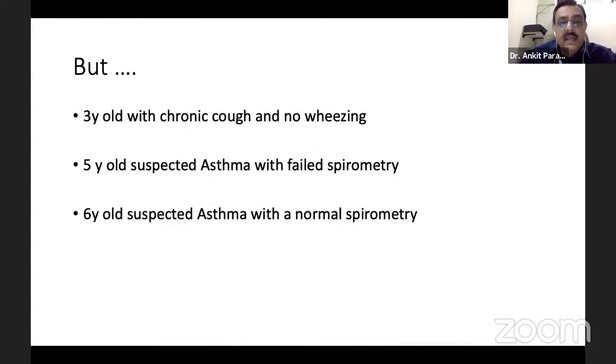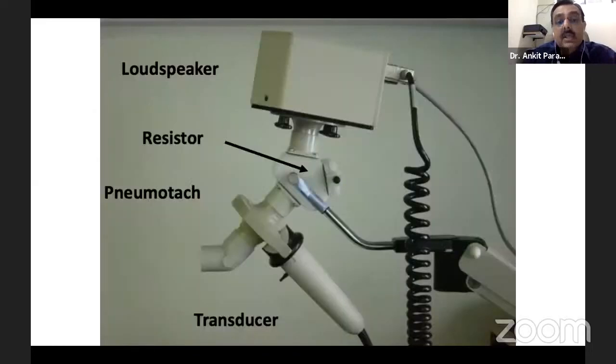A 5-year-old child has got asthma or a suspected asthma, but has failed to do a spirometry. What should I do? Either I manage it clinically and convince parents, or do I have another test where I can look at things? And there's another circumstance which now gradually creeps up. A 6-year-old with suspected asthma but has a normal spirometry. Is it not asthma? Am I dealing with something else? So we have a newer investigation, and I would say just newer, not very new, because it has been available even in the Indian setup for the past 7, 8 years, but not as much.